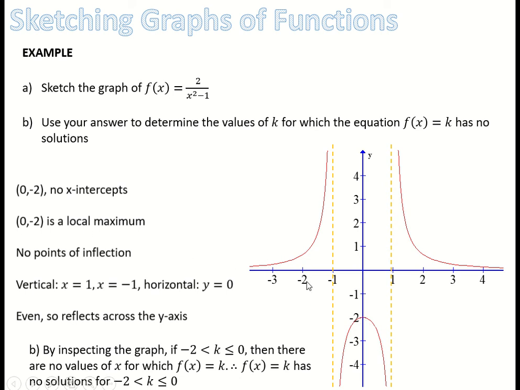We knew also that that point was a local maximum, so we knew it had to turn at that point. So it's a maximum turning point, in which case from that point it must go down away. We also knew there were no points of inflection, so we didn't need to worry about that. So it should only turn at that point really.